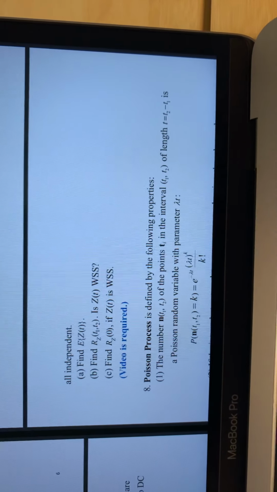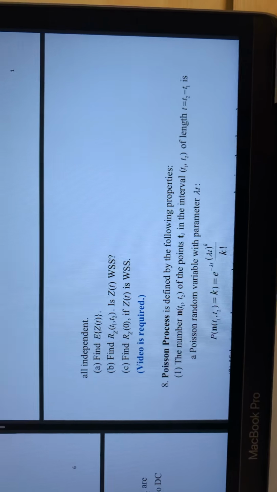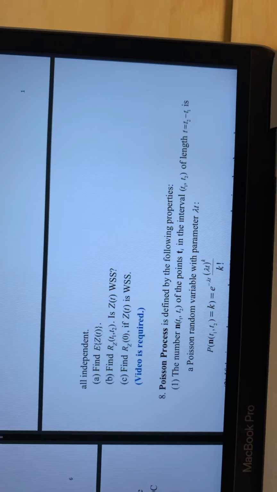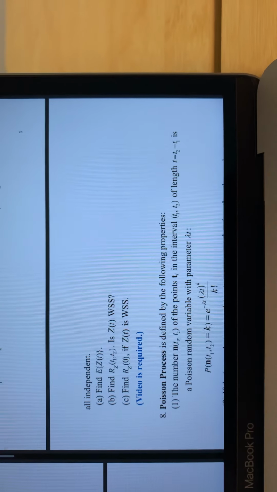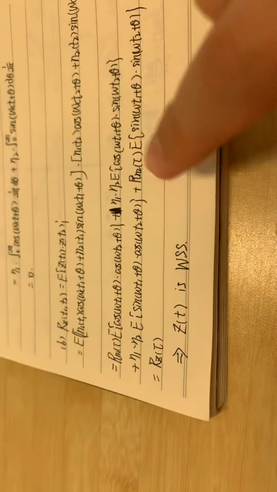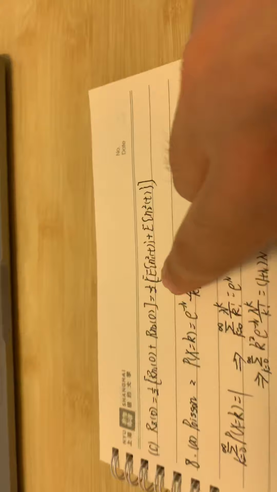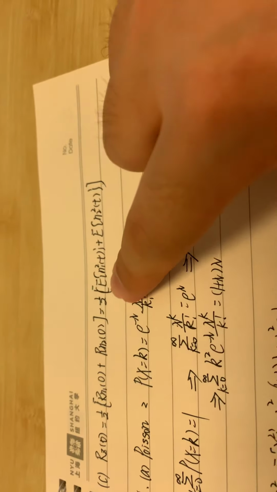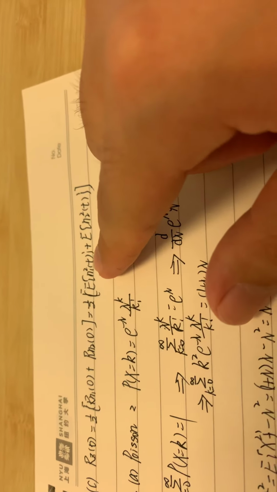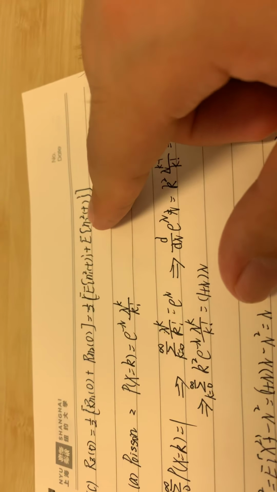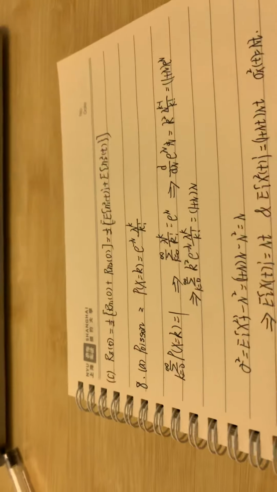Okay, the third question is we should find R_Z(0) and determine whether Z(t) is WSS. That's quite simple. Let's just put 0 into this equation, and the final result is 1 over 2 times the expectation of N1 squared(t) plus the expectation of N2 squared(t).